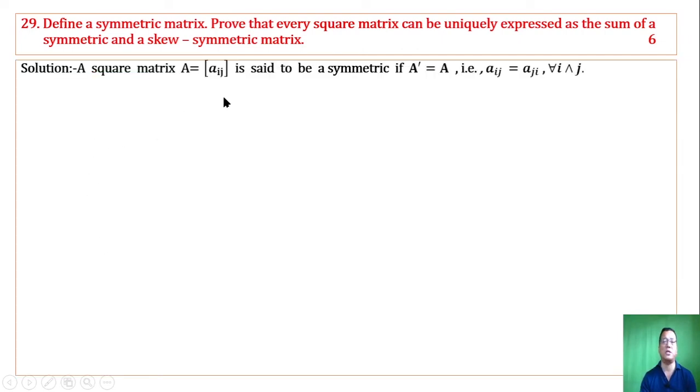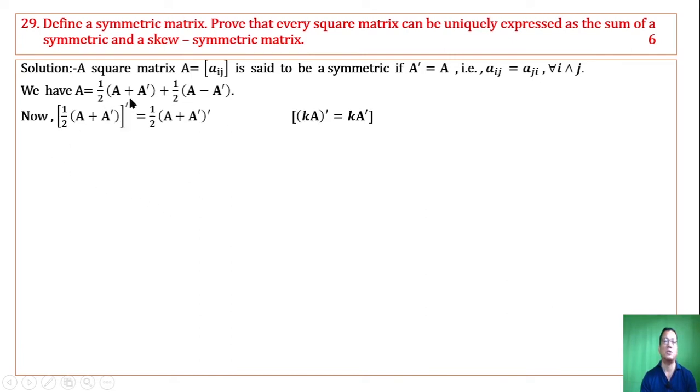A square matrix A is said to be symmetric if A transpose equals A. That is, Aij equals A of ji for all i and j. We have A can be expressed as half of A plus A transpose plus half of A minus A transpose. Now, the transpose of this second matrix is this, using this property. Again, using this property we get this. A transpose of transpose is again A.